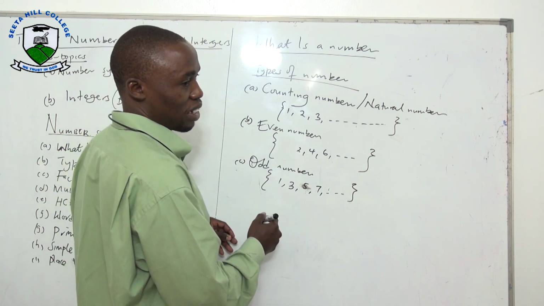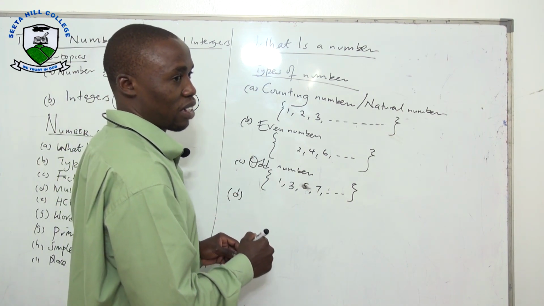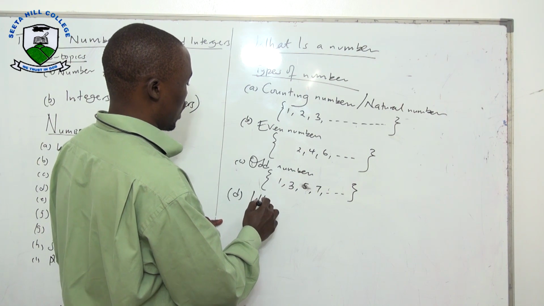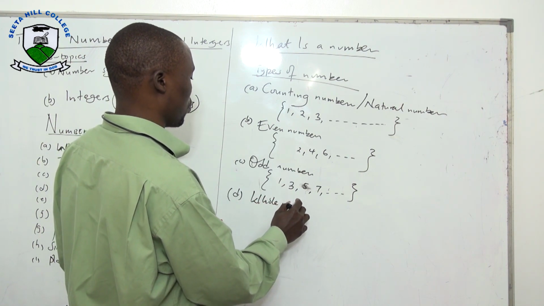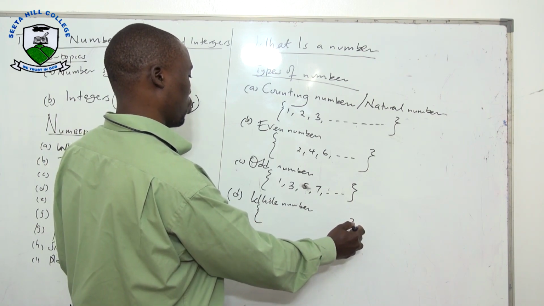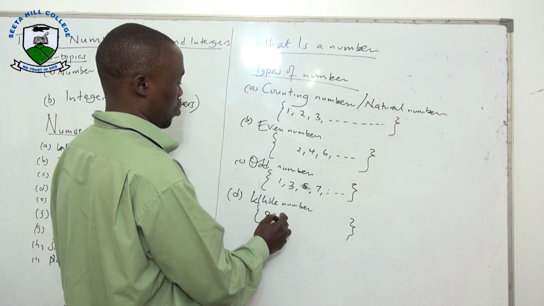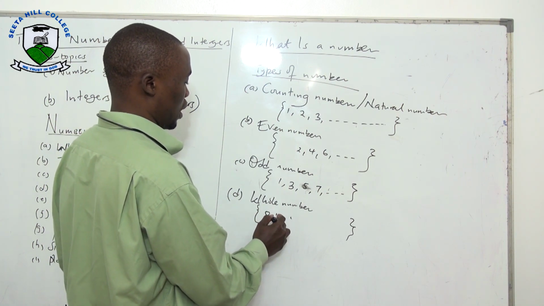Now this other one, Kirabo's turn. What's the next? Whole numbers. What are they? These are numbers that run from 0 to infinity. 0 to infinity. Yeah.